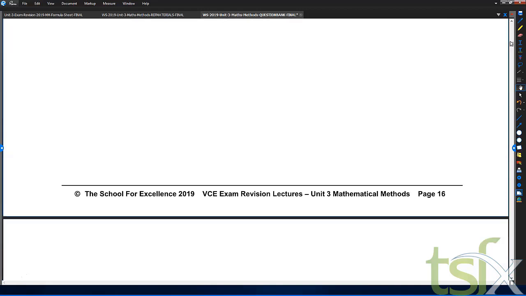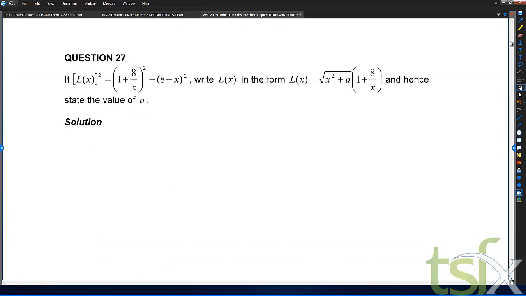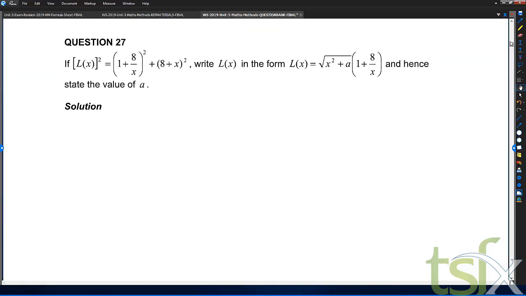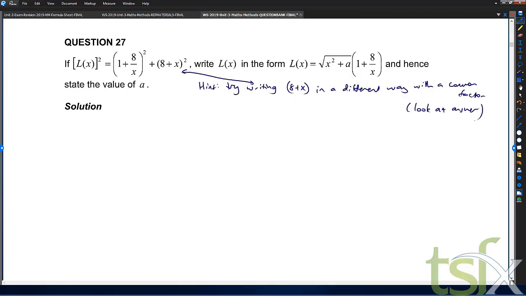I like this question because it looks a bit different than most questions in the textbooks we use anyway. So hopefully it's a chance for you to extend yourself here. All right, here we go. The hint was, if you can't read my writing: try writing 8 plus x in a different way with a common factor. I know it looks like 8 and x don't have a common factor, but in a different way, and use the answer to help you out.